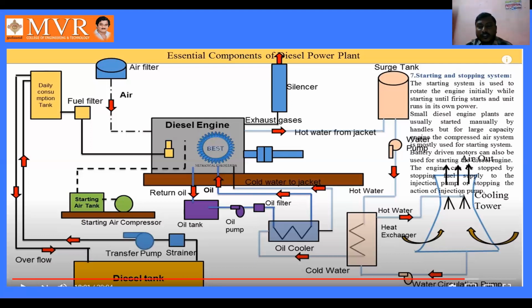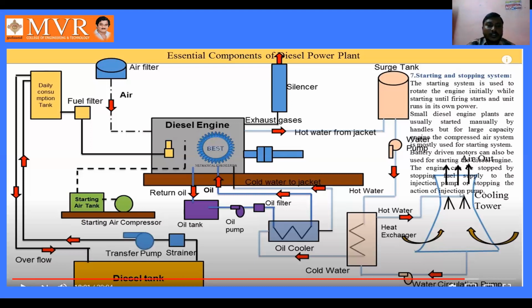For large capacity engines, the compressed air system is mostly used as the starting system. This is how we use the air compressor for compressing the air and getting the pressure, and the pressure is used for starting the engine. Battery driven motors can also be used for starting the engine. The engine can be stopped by stopping fuel supply to the injection pump or stopping the action of the injection pump.